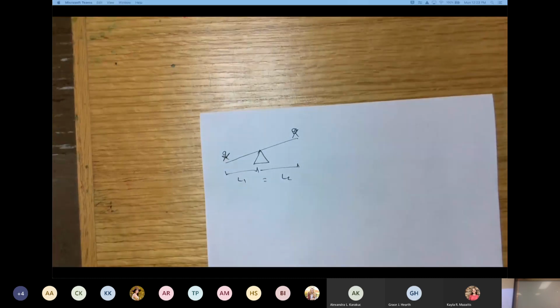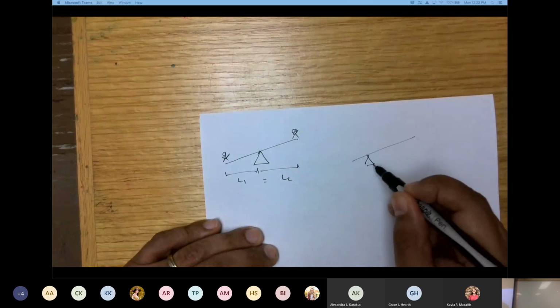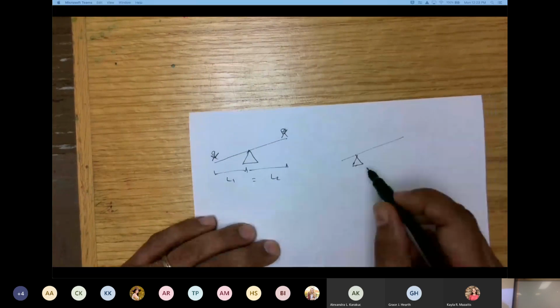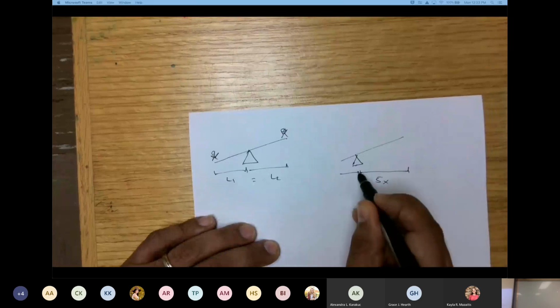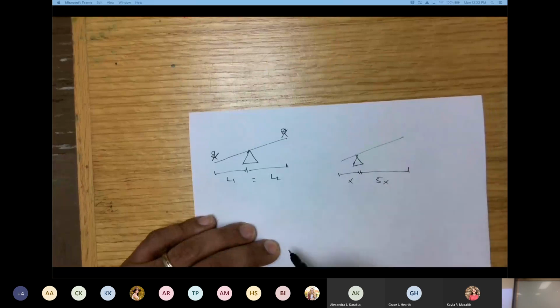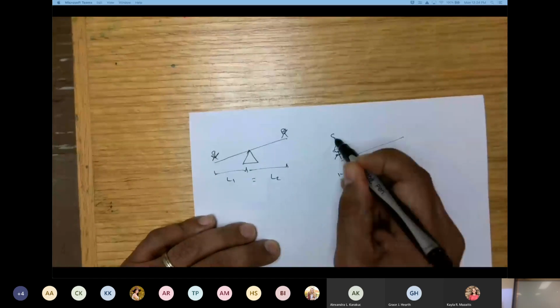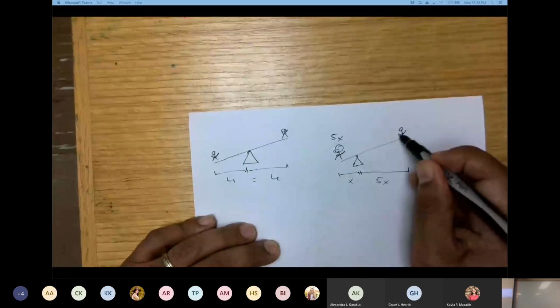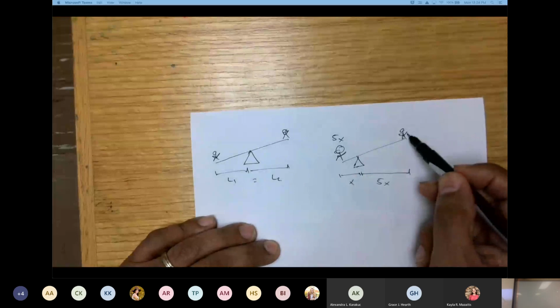But if you have something that looks like this, and this distance is 5 times this distance over here, then you will need this kid to be 5 times as big as this one to keep things in balance. This guy is going to create a torque that's going to be 5 times larger than whatever you have here.